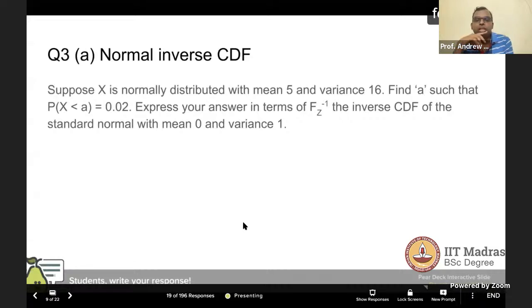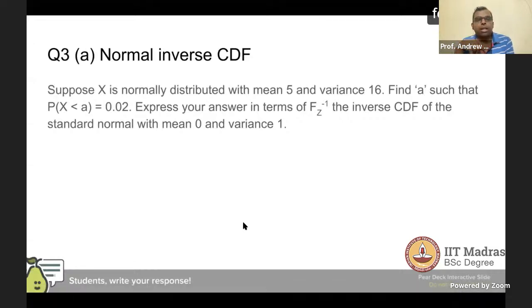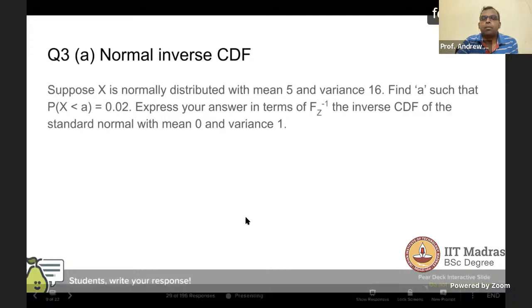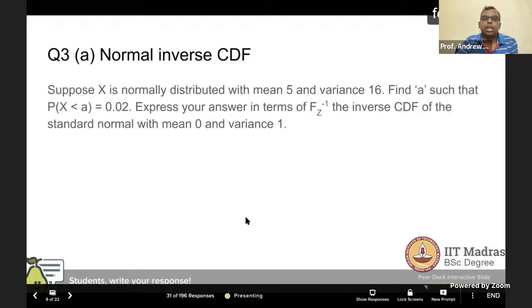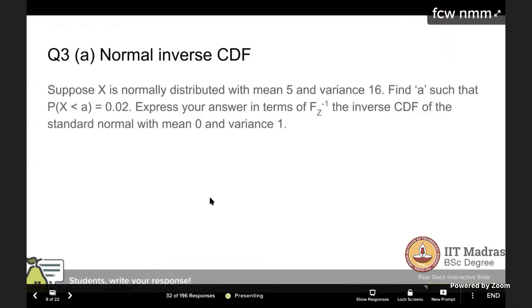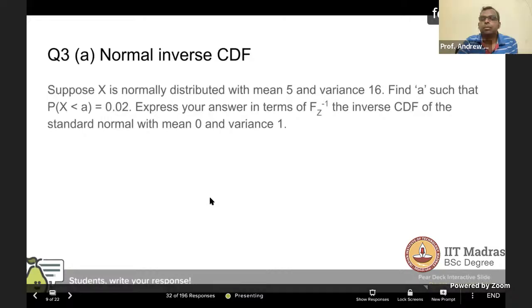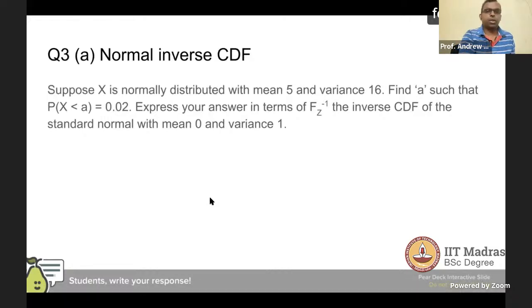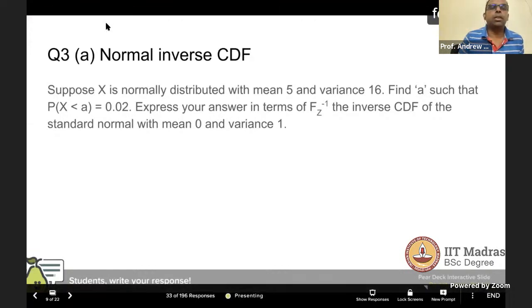Okay, people are taking time with this question. So probability of X less than A is going to be written in terms of FZ, and then you can do the inverse and then solve for the A in some direct way. So this is something important to write down. Can you explain what is FZ inverse here? Maybe I should take a little bit of time here with this question.